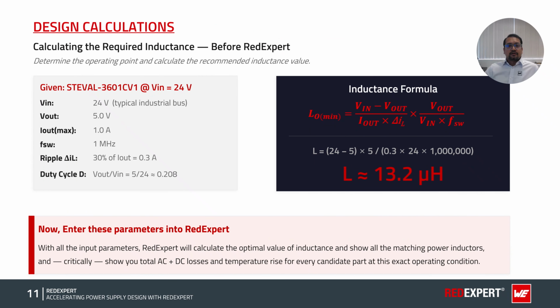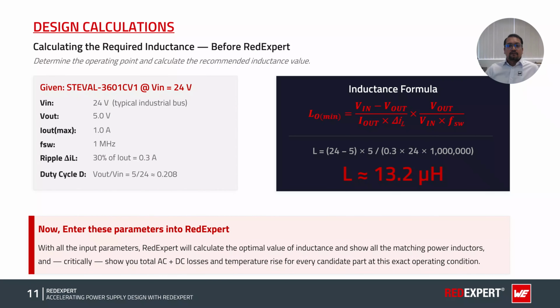Before we open REDEXPERT, let's do the manual calculation to understand what inductance values we are targeting. When you put the input parameters in the numerical formula of inductor calculations, we get an inductance value of 13.2 microhenry. As this device is a synchronous buck converter, it does not require an extra diode, so the calculation is very simple and straightforward.